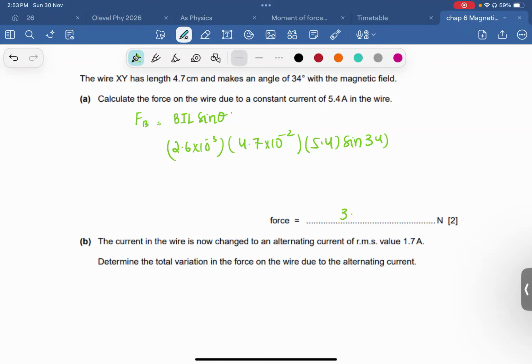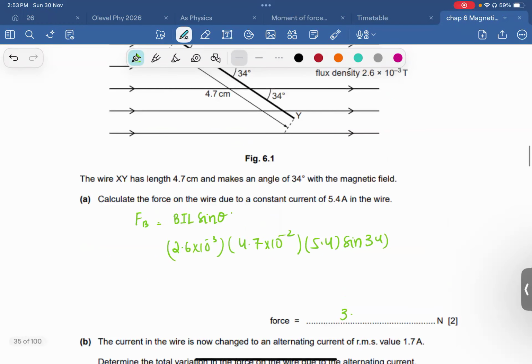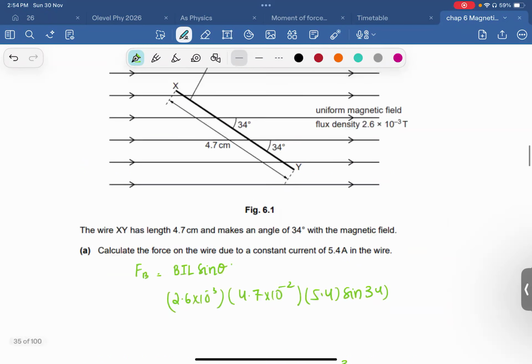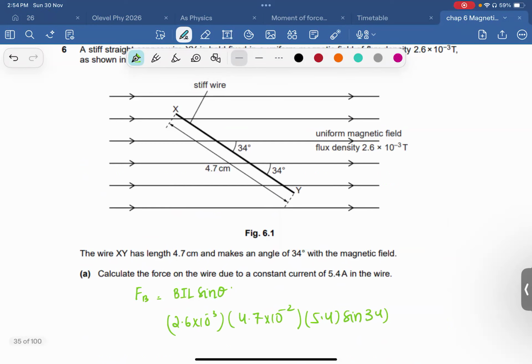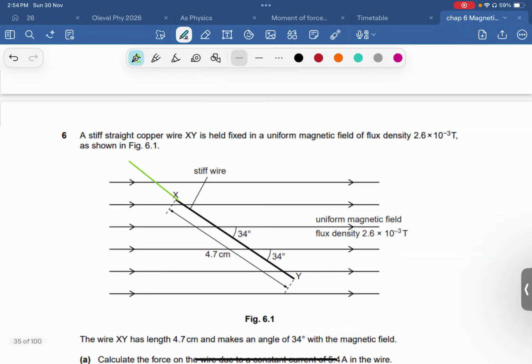So could you scroll up for a second? What if, in the diagram, XY is partially outside the magnetic field? Then you don't have to consider that value, right? In this case, you only have to take this much length, till whatever is inside the magnetic field. Yes. Okay.